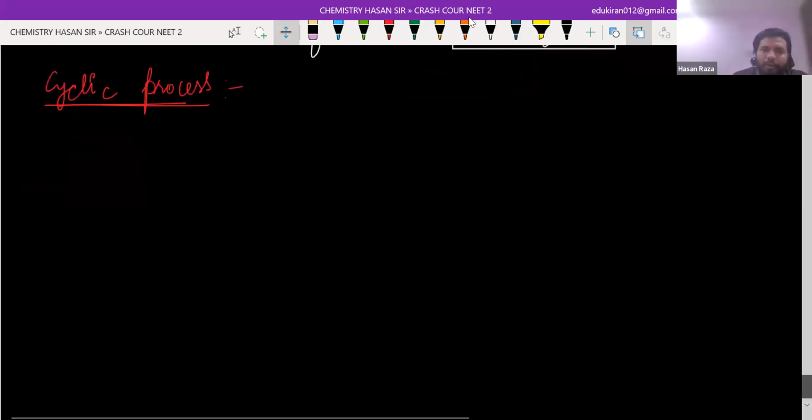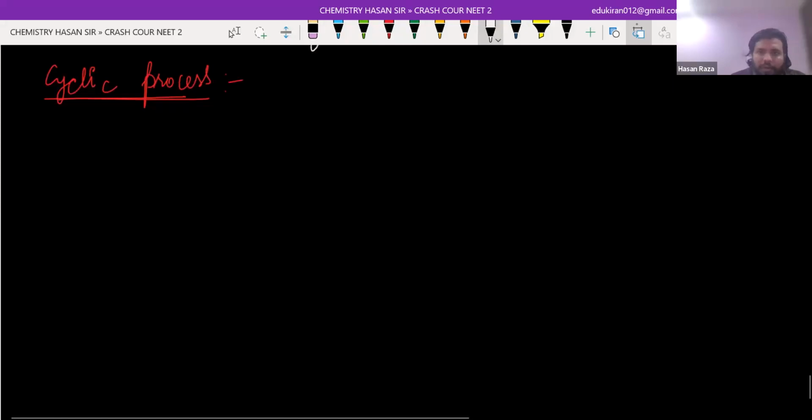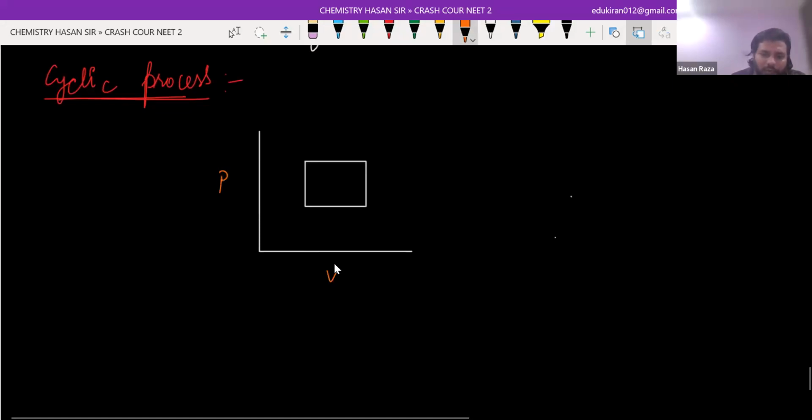Now see, for the cyclic process, I'm going to plot a graph and show you. You will get it. What is the definition? You can easily get it. The graph is like this. This is a graph between pressure versus volume, and this is point A, this point is B, this point is C, and this point is D. What happens here is very simple. First, it starts from A, goes to B, B to C, C to D, and then D to A. This type of process, in which it starts from A and ends at A, is known as cyclic process.